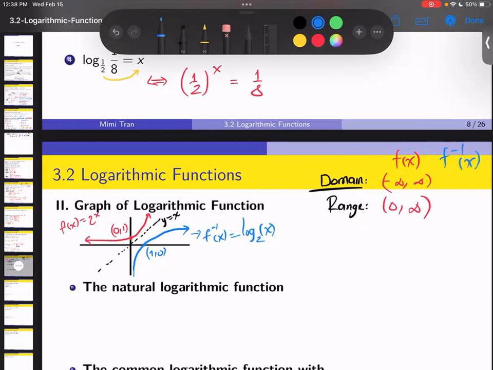And now the inverse. For the inverse, either you look at the graph or you can just swap the domain and range from f. And it makes a lot of sense. Look at the domain of the blue function. It starts from 0 to infinity. And then the range will be negative infinity to positive infinity.